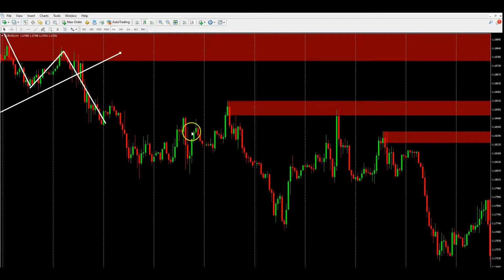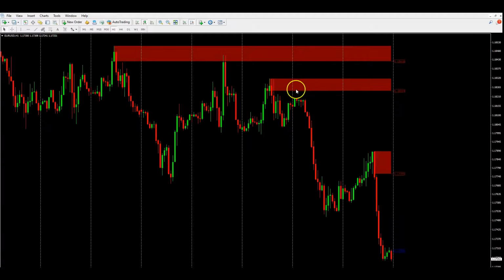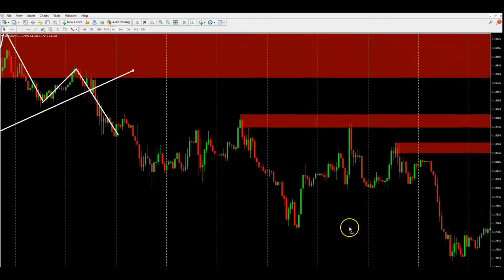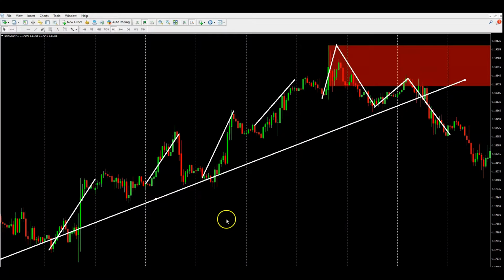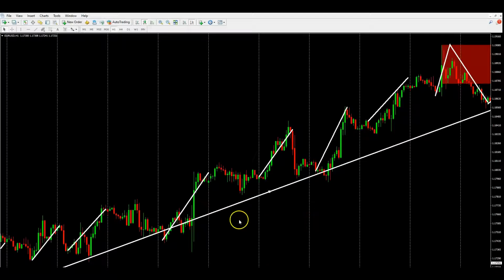You wouldn't trade this because it's shady. 3, 4. This only came back to retest. Here was another retest. We're still under the supply zones. 5, 6. Do not listen to when people say you get 3 levels and expect a reversal.